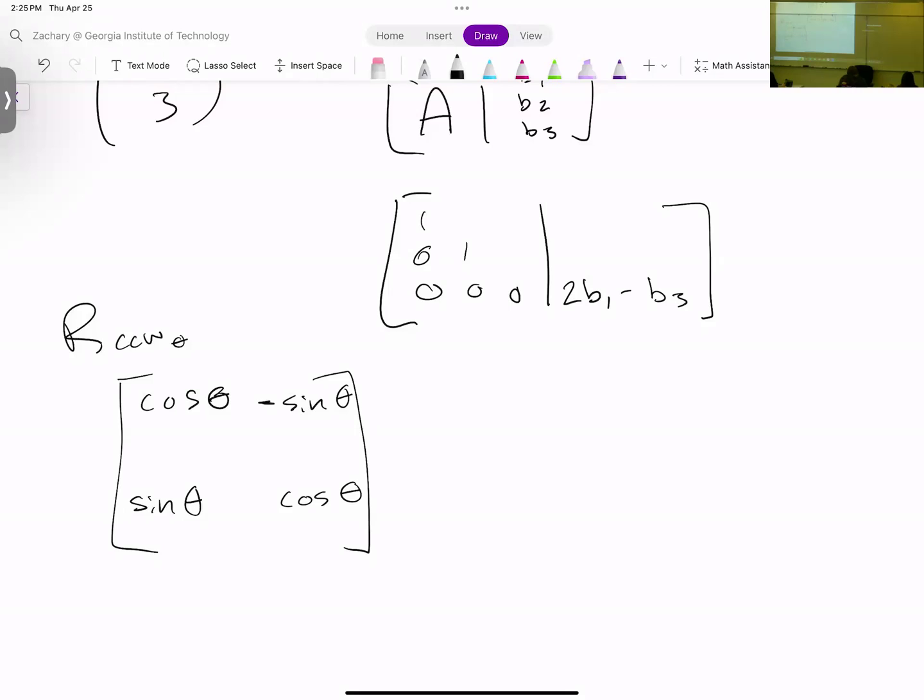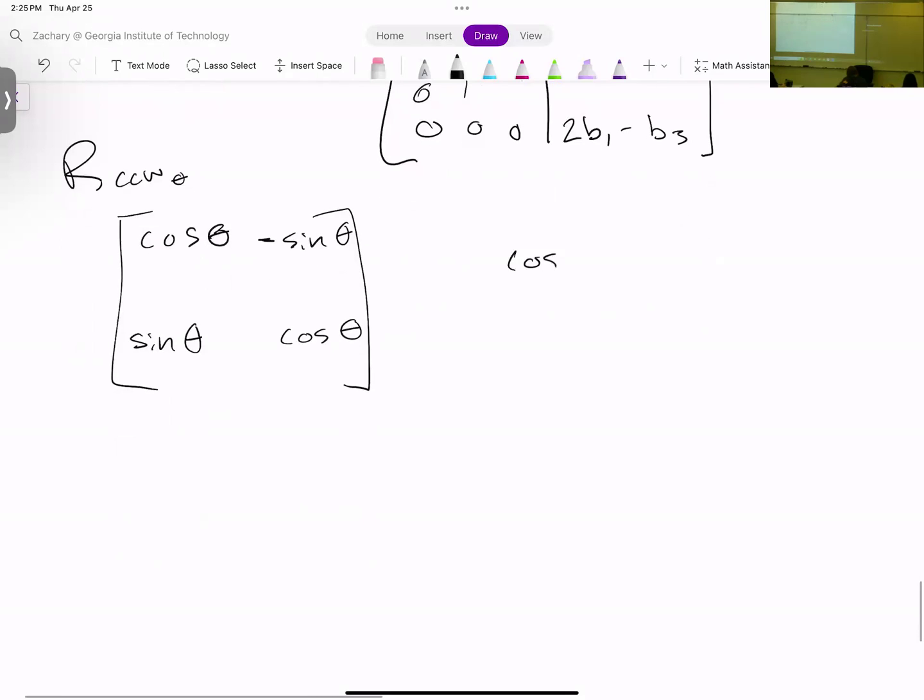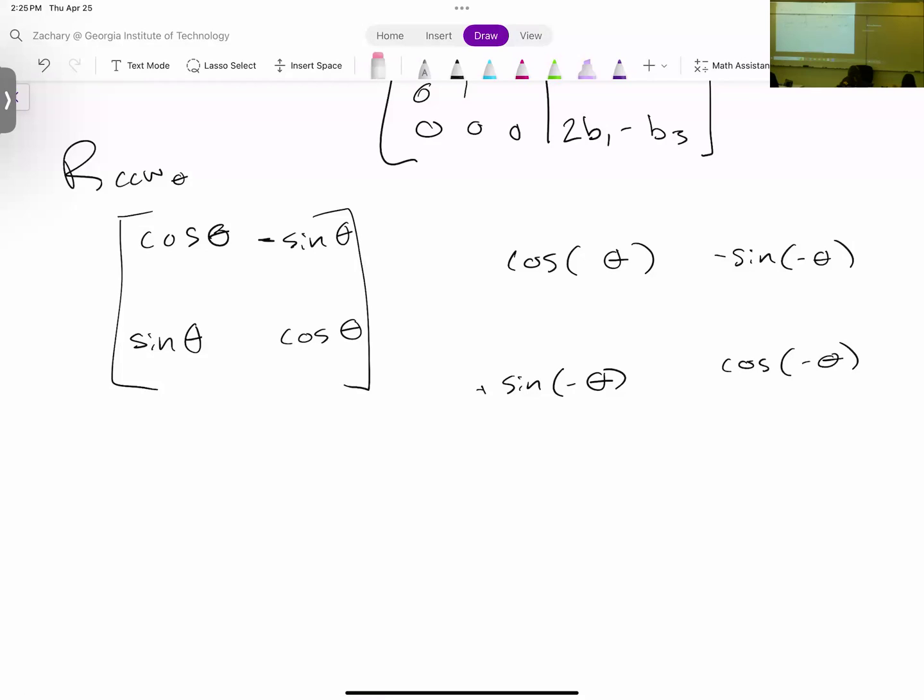Can you also switch the negative? You can, but if you call it negative theta, then you have cosine of negative theta, minus sine of negative theta, positive sine of negative theta, cosine of negative theta. Cosine of positive x is the same thing as cosine of negative x. Sine of negative x is equal to negative sine of positive x. So that literally just brings the sign out. Okay, so this is my clockwise rotation matrix, just moving the negative, and that is by the nature of just calling theta negative. It's the same thing.